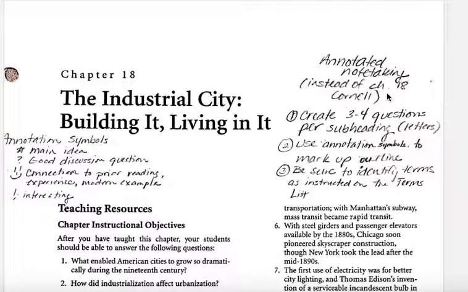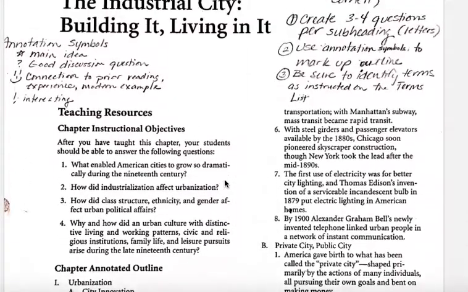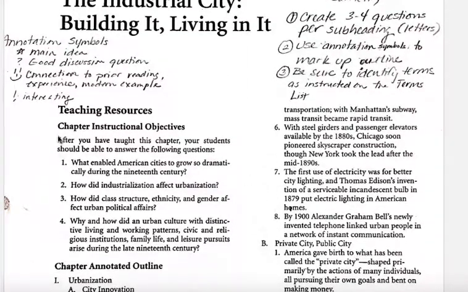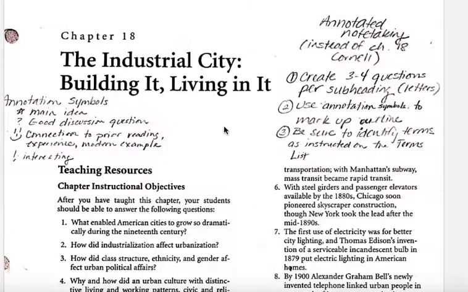You do not need to do a Cornell Notes. You're going to kind of do a spin on Cornell Notes using this outline. So first of all, it says create 3 to 4 questions per subheading, and that's the letters. So what I want you to do is definitely read through here, read the chapter objectives, and then go through and really look at what the outline is saying. And for every main letter, you are going to create 3 to 4 questions for each subheading.